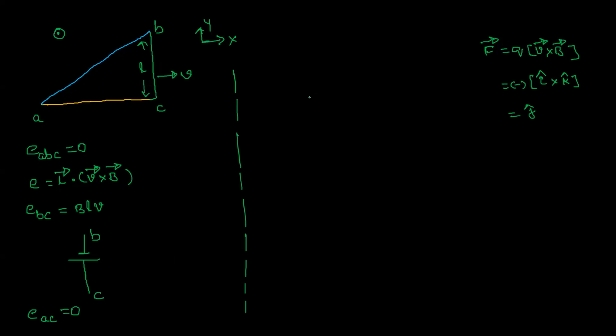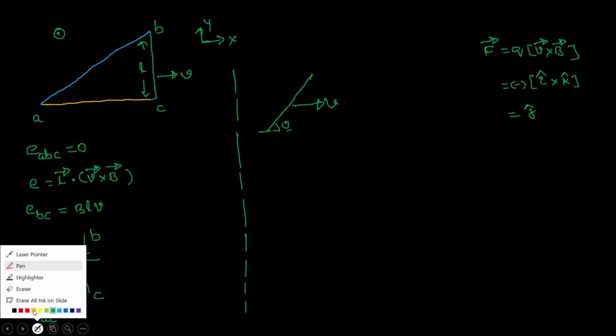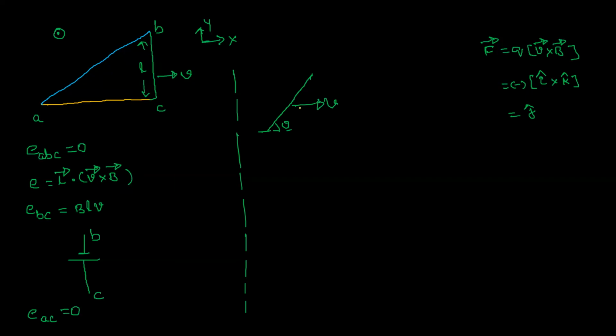Now coming to AB, the velocity is like this. Let me take this angle as theta, then this is also theta. Now what I'm doing here is taking two components for the velocity. One is parallel to the wire, the other one normal to the wire. I'm taking two components of velocity, along the wire and normal to the wire. This is theta, this is also theta. This is V cos theta, and this is V sin theta.